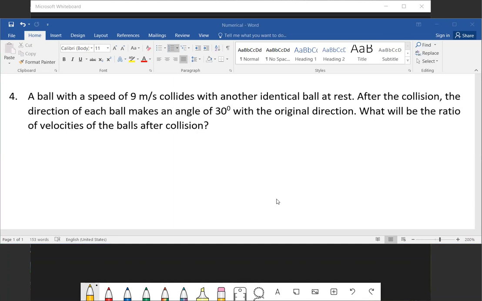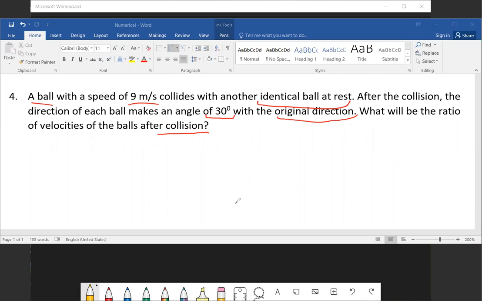So in this video also we are going to discuss another question which is asked in 2021's JEE Main. So let me read the question, then we will analyze it. So what is the question? A ball with a speed of 9 meters per second collides with another identical ball at rest. After the collision, the direction of each ball makes an angle of 30 degrees with the original direction. What will be the ratio of velocities of the balls after collision?